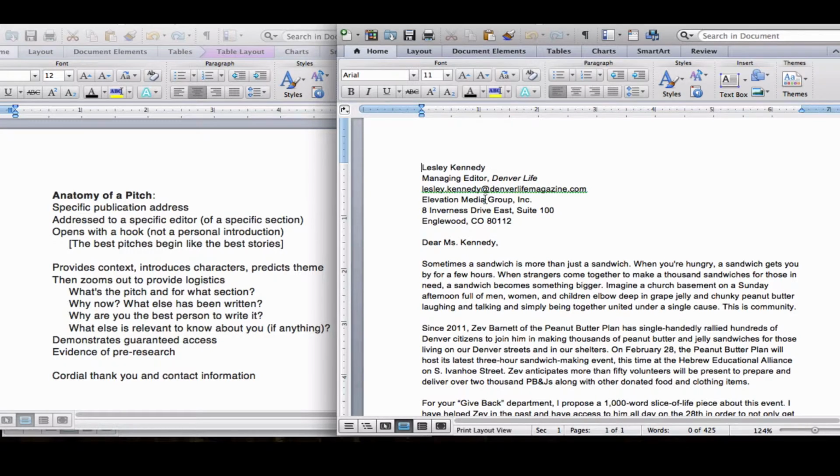Here's "Dear Ms. Kennedy," so it's addressed to a specific editor. You would never send a pitch that says, "To whom it may concern," or "To the editor." You want to know who your audience is, so that's very important.